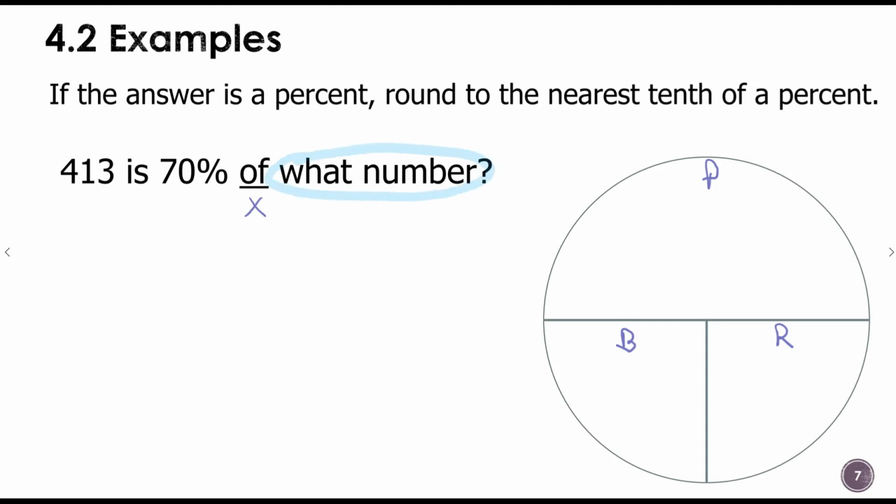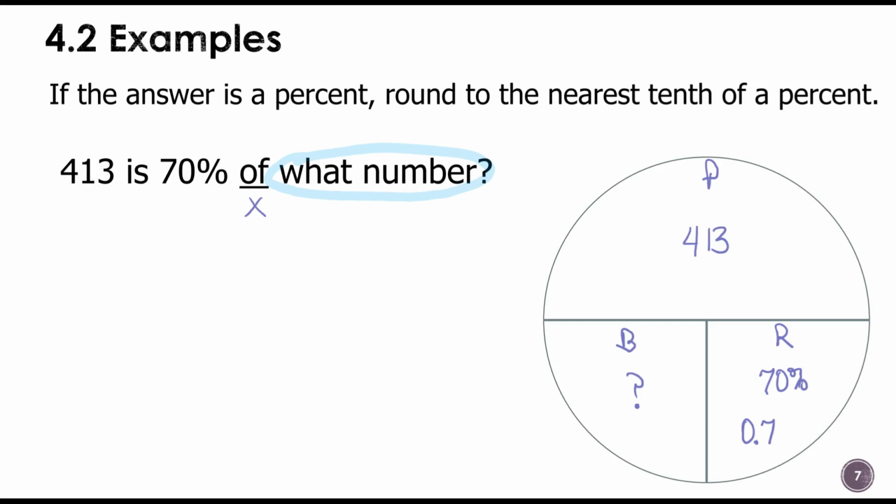So the what number is actually going to be the base this time, because the 70% is applied to that number. So my portion is 413. My base is what I'm looking for. My rate is 70%. I'm going to write that in decimal form, so that's 0.7 or 0.70. You can write it either way, and it's okay to leave off the 0 on the decimal.